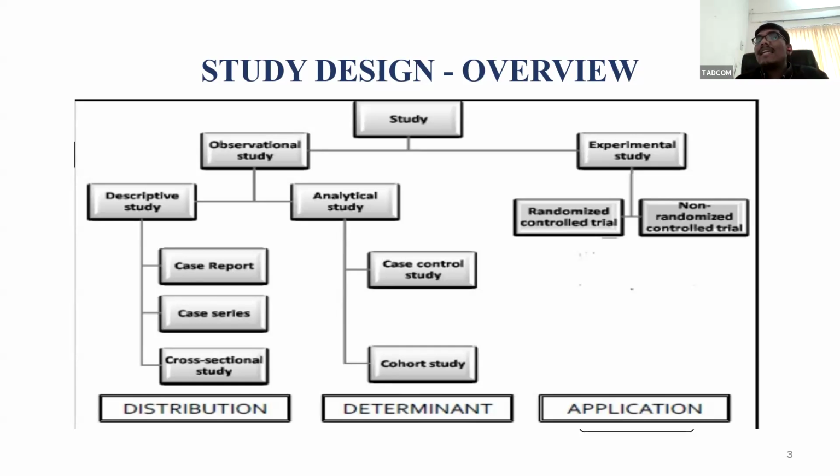But in case of analytical studies, what we actually do is we test the hypothesis. We tend to look for the association between two variables. Here, the dependent variable and the independent variable. The dependent variable is the outcome of interest. Okay, so the independent variable will be the exposure, also known as the risk factors. So this is what we do in case of an analytical study, and in analytical study there will always be a comparison group.